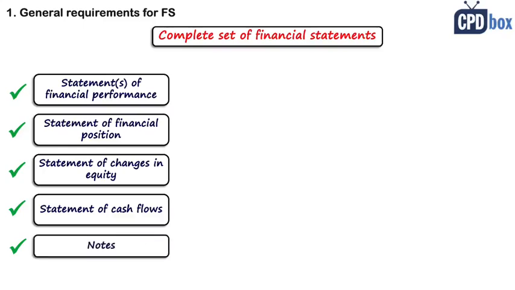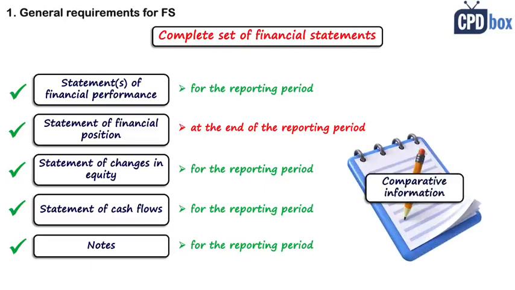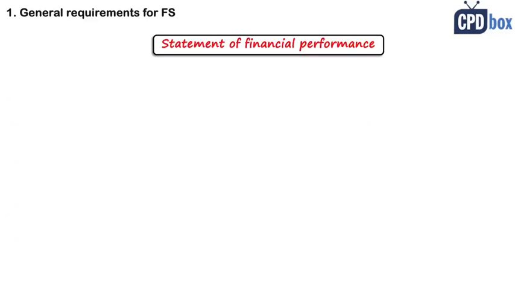Now, all of these components are prepared for the reporting period, telling us a story of what happened during the year or other time period that you're reporting. So they're like a video, well, except for one, which is prepared as at the end of the reporting period. So the statement of financial position is a snapshot, a photograph of what the entity has and owes at a certain point in time. Also, we have to state the comparative information and the third balance sheet if necessary under circumstances.